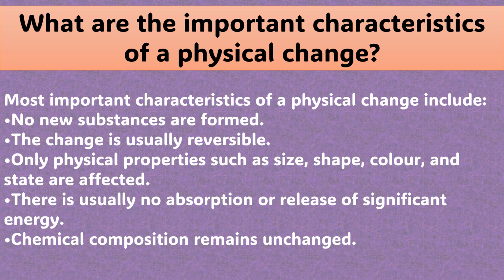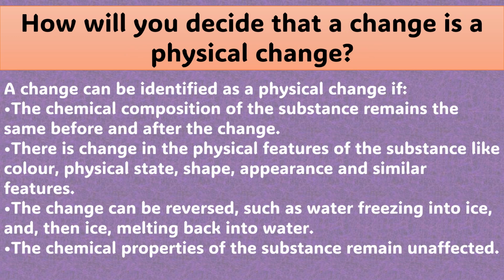Question number 7. What are the important characteristics of a physical change? Answer. Most important characteristics of a physical change: No new substances are formed. The change is usually reversible. Only physical properties such as size, shape, color, and state are affected. There is usually no absorption or release of significant energy. Chemical composition remains unchanged.